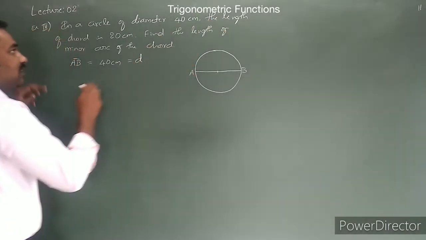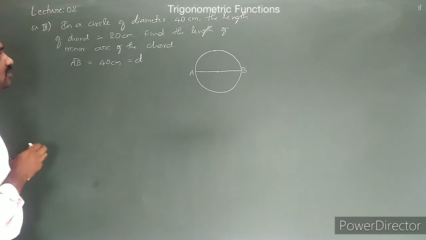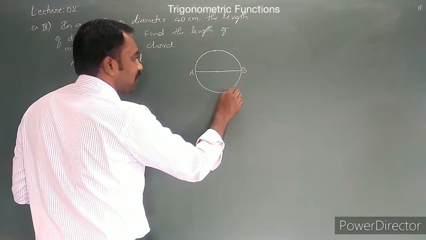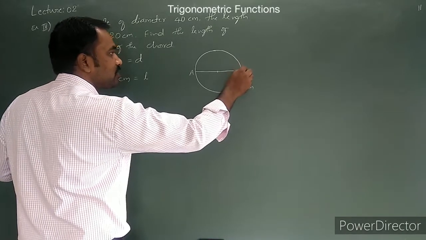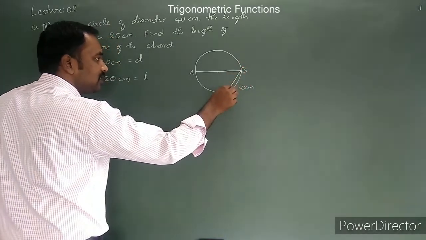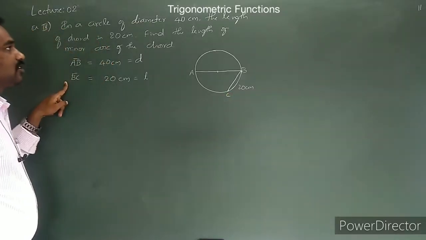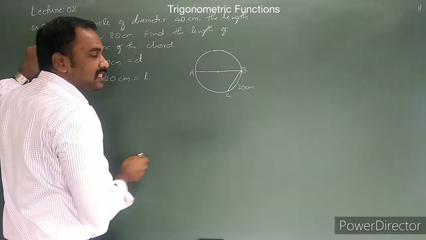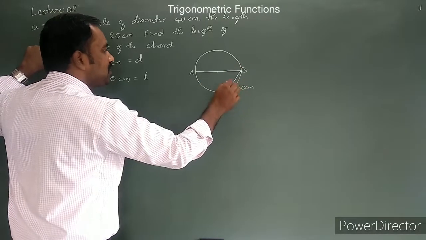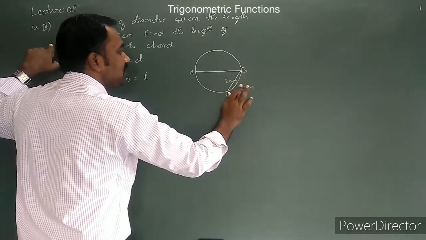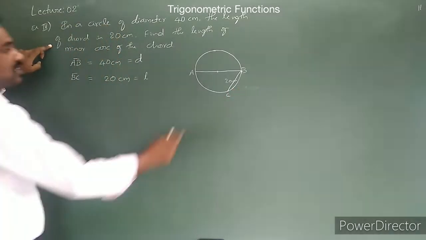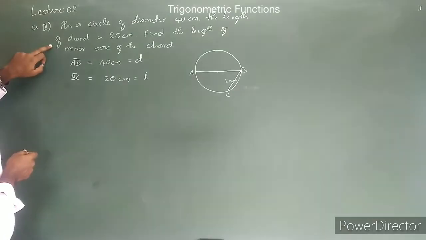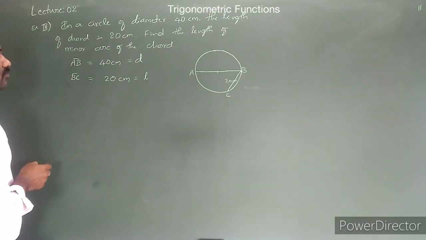And apart from that, what they are given next? The length of the chord is 20 centimeter. Suppose the chord is like this. BC is the chord they are given. Chord is nothing but one line segment inside the circle. BC is given. How much is it? 20 centimeter. Chord length is BC. And find the length of the minor arc of the chord.